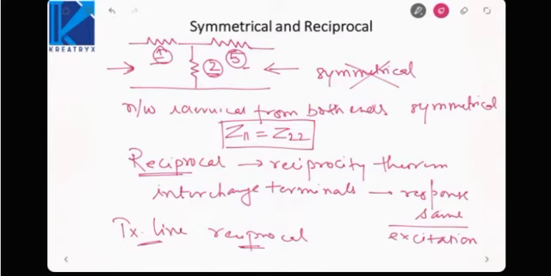Or you can understand it in this way: if you divide this network symmetrically, then both the ends must be mirror images of each other. But here there is a 1 ohm resistor, here it is 5 ohm, so these are not mirror images. Hence this is not a symmetrical network. Okay.